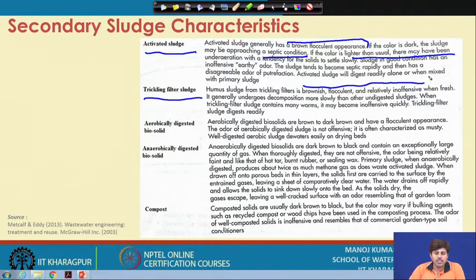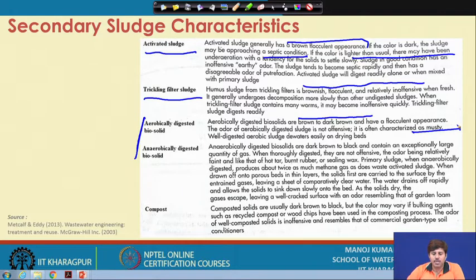The aerobically digested biosolids are the sludge which has been digested once. So, as we were saying in the previous class, there are different stages of sludge. The digested biosolids are generally brown to dark brown. Okay. So, the digestion has taken place. We will talk about the digestion process later, but once it is digested, its color can be like this. The odor of aerobically digested sludge is also not offensive, okay, and it is often characterized as musty. The well digested aerobic sludge will dewater pretty easily in the drying beds.